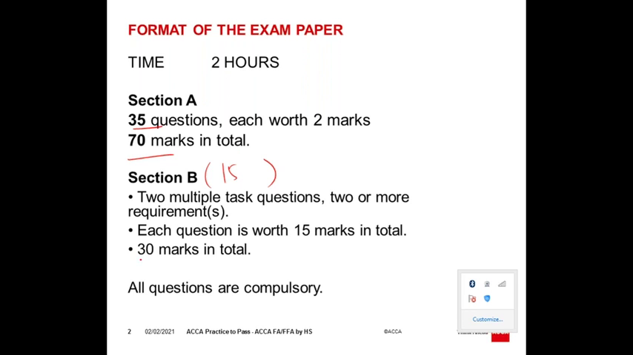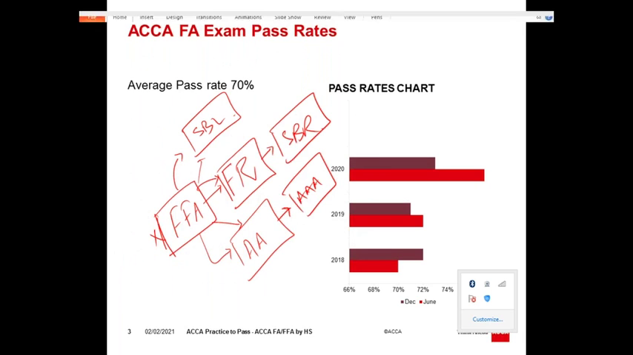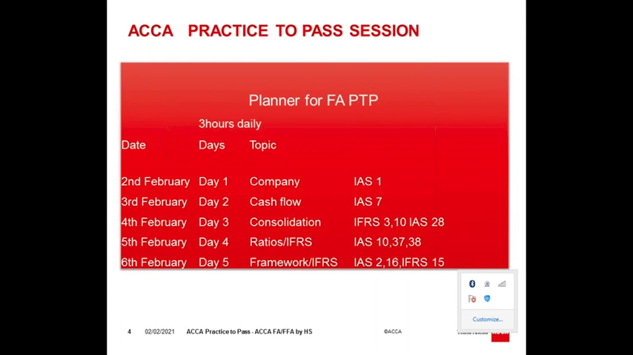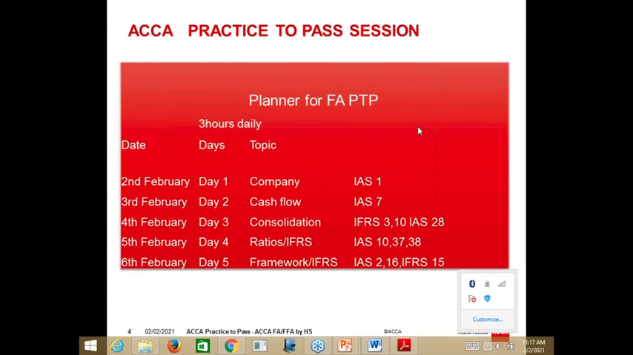So the total weightage of this section is 30 marks. All questions are compulsory. There is no option and choice available. This is the passing ratio of this paper. Now this is our day-wise planner, which we'll be following.